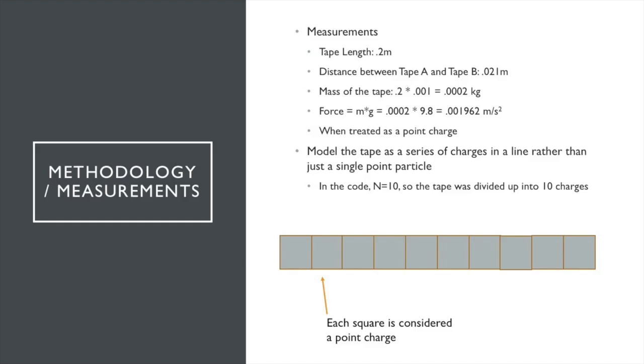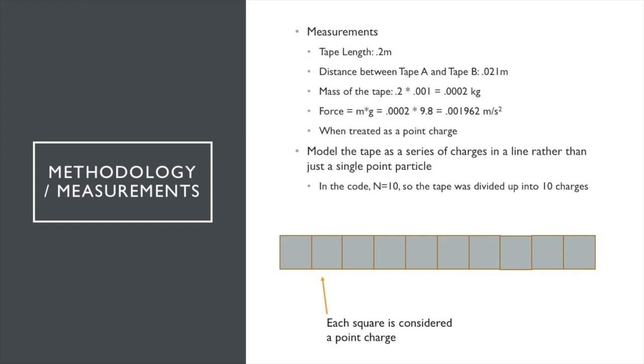For this lab, the tape length was 0.2 meters, the distance between tape A and tape B was 0.021 meters, the mass of the tape was found to be 0.0002 kilograms, and the force due to gravity was found to be 0.001962 meters per second squared.